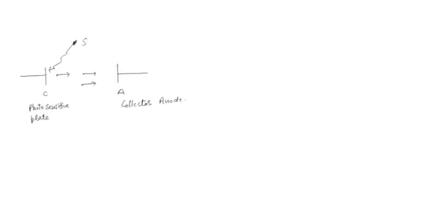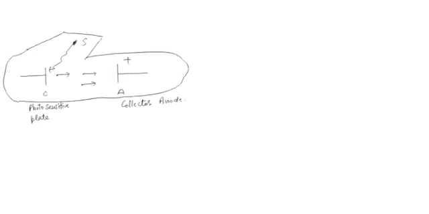Now once this light is irradiated on plate C, electrons will start moving from cathode C to this collector plate, the anode. Anode means this is kept at a positive potential so that the electrons get attracted from cathode to anode. And this whole setup is enclosed in a glass tube. So we can draw it like this.